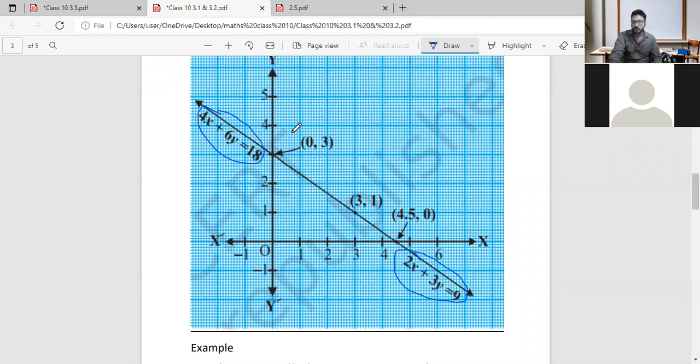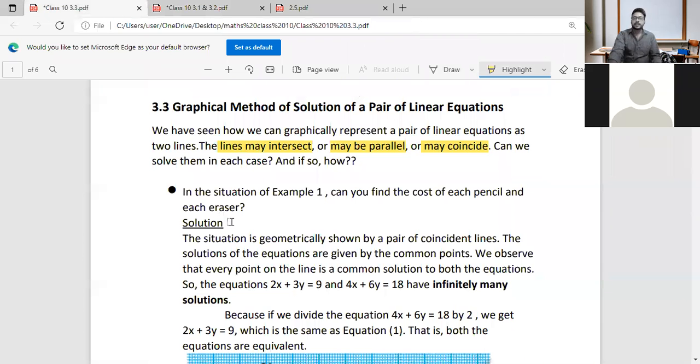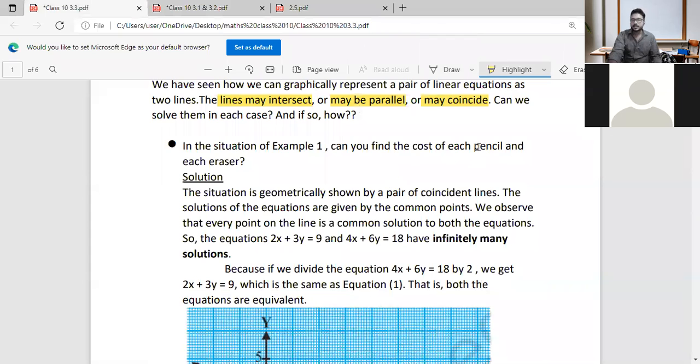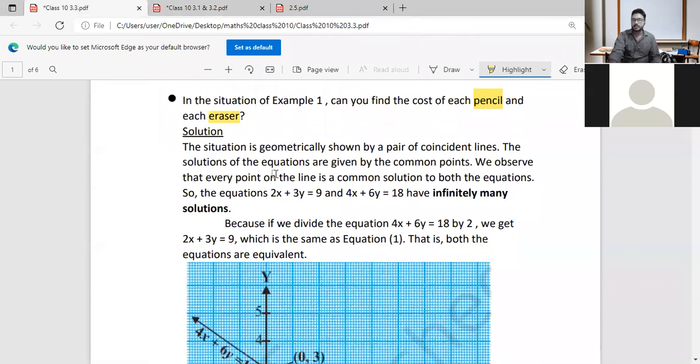Today we are going to solve it, which means finding the value of x and y if we solve these two equations. Am I clear to you? Yes, sir. Okay, very good. In this equation, we want to find the cost of each pencil and that of each eraser. We are saying that these two equations have infinitely many solutions. That's an important point. Why are we saying they have infinitely many solutions?